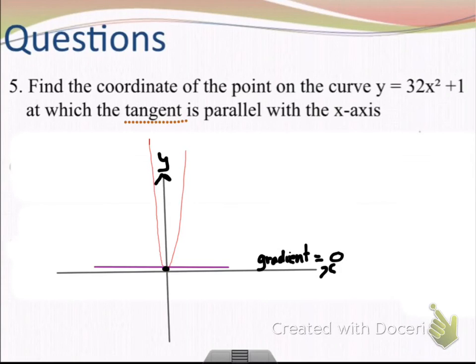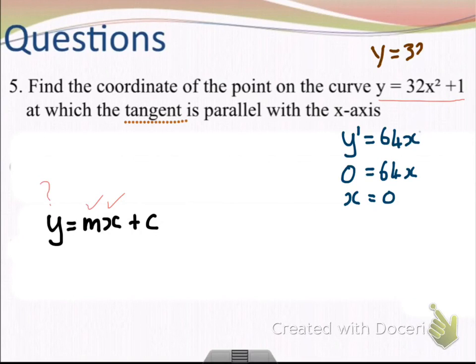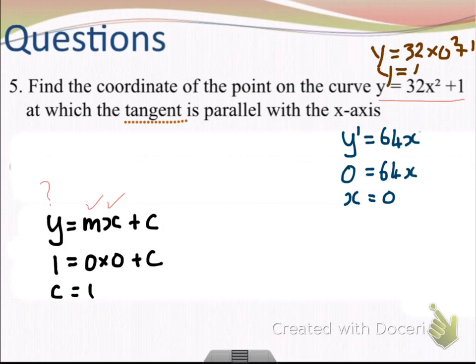You know to differentiate to find a turning point. So differentiate it. The gradient is 0, so you put 0 equals 64x, so x must be 0. Now the tangent is a straight line, so we know that y equals mx plus c. We've got m and x. What is y? Well, we've got an equation for y, so put 32 times 0 squared plus 1, and y equals 1. So 1 equals 0 times 0 plus c. Write out the equation of your tangent again, y equals 0x plus 1, or y equals 1.